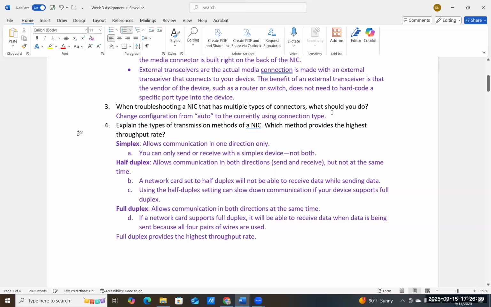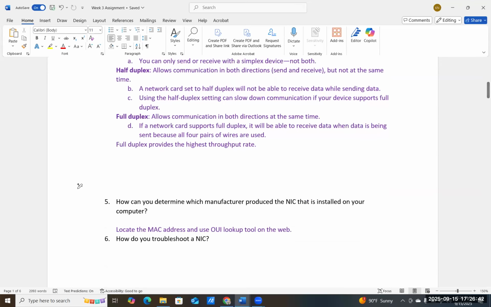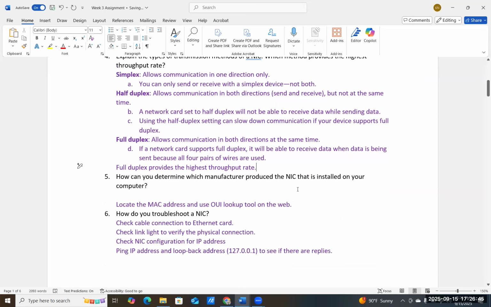Okay, what I'll do is move 5 up a little, and 6. For 5, it says, how can you determine what manufacturer produced the network adapter installed on your computer? All manufacturers of network adapters are given a range of MAC addresses to use. When they produce the adapter, before they sell it, they program in individually each MAC address, the media access control address, the physical address, to each adapter.